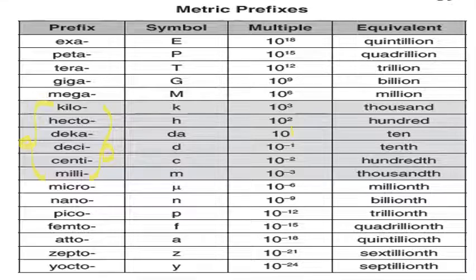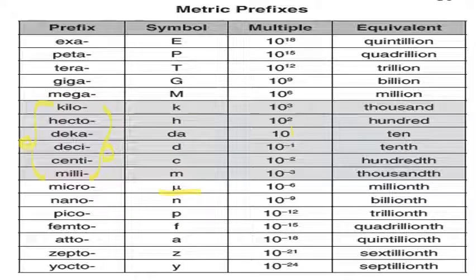Next is milli, or small letter m. We have 10 to the power of negative 3, or thousandth. Next is micro. Okay? So we have the symbol mu. So ang pagbasa ni class is mu. So we have 10 to the power of negative 6, or it is equal to millionth.